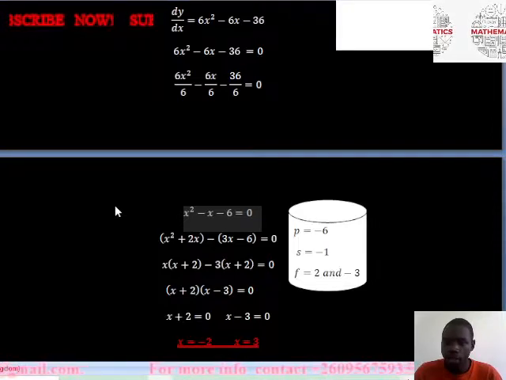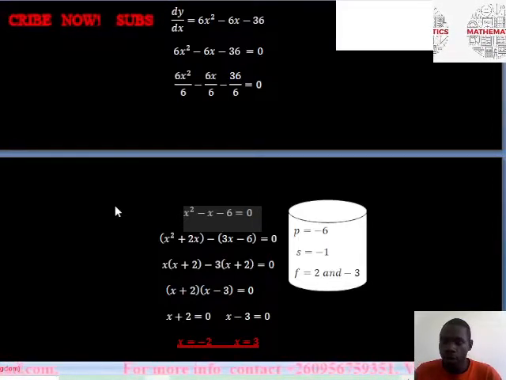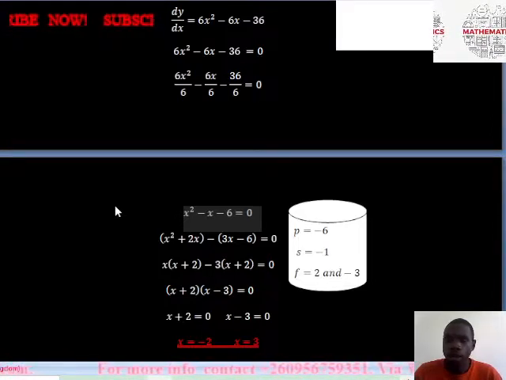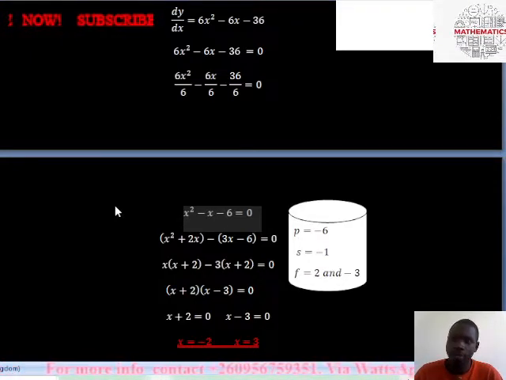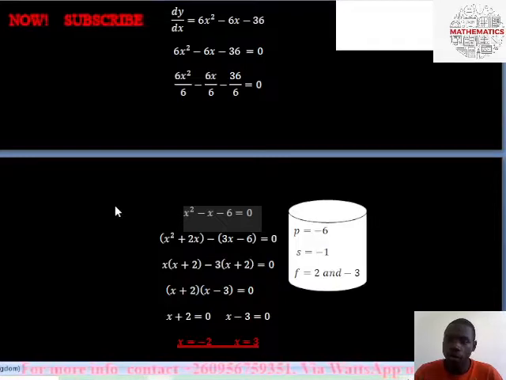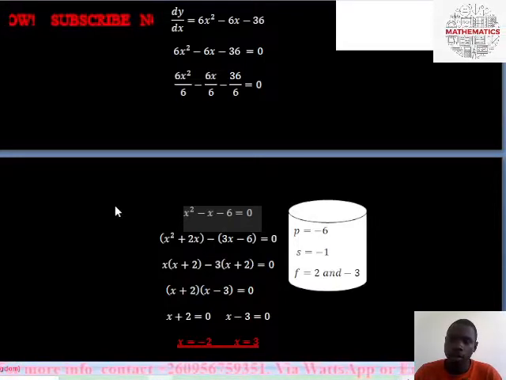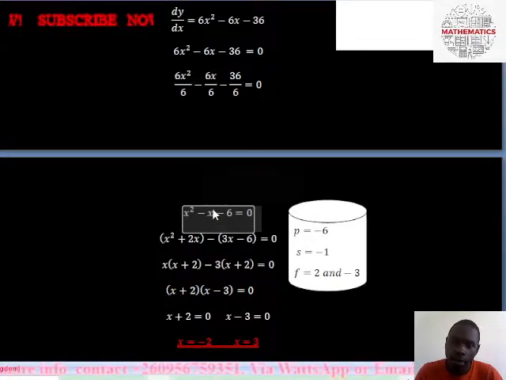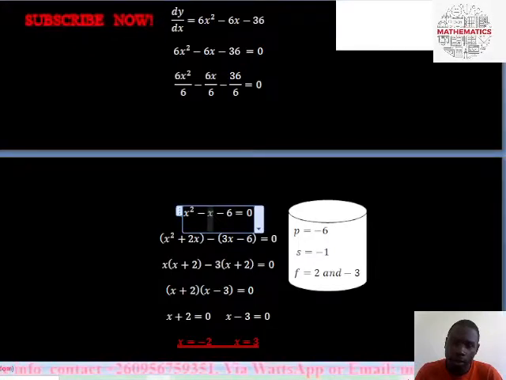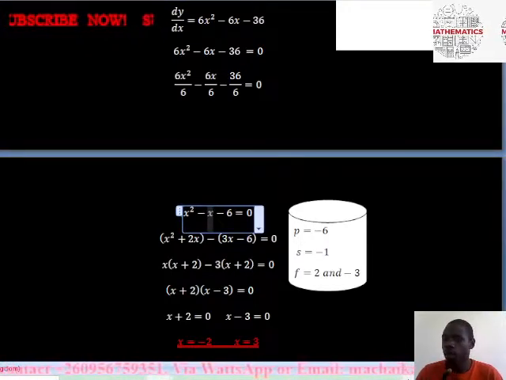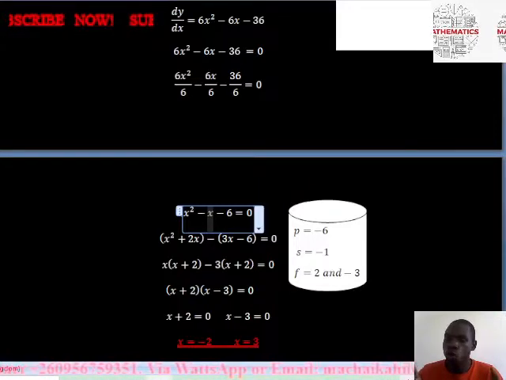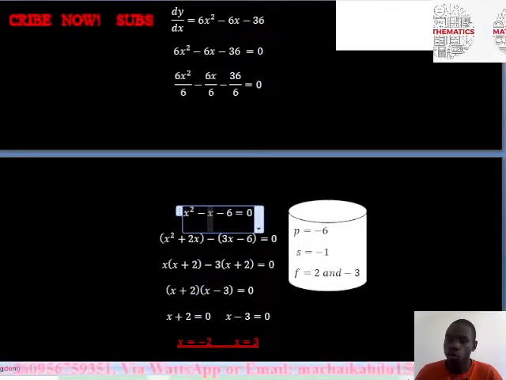I repeat, if you use the factorization method, you need to find the sum, product, and factor. So now how do you find the sum? The sum is just found by identifying this number here, where there is x. That will give you the sum, meaning just the number between the two terms.